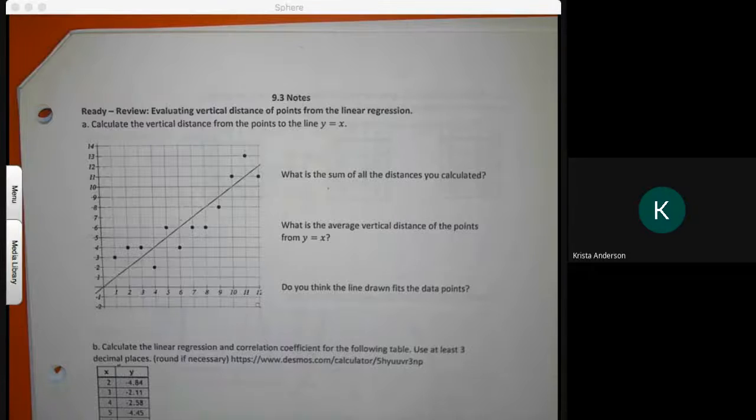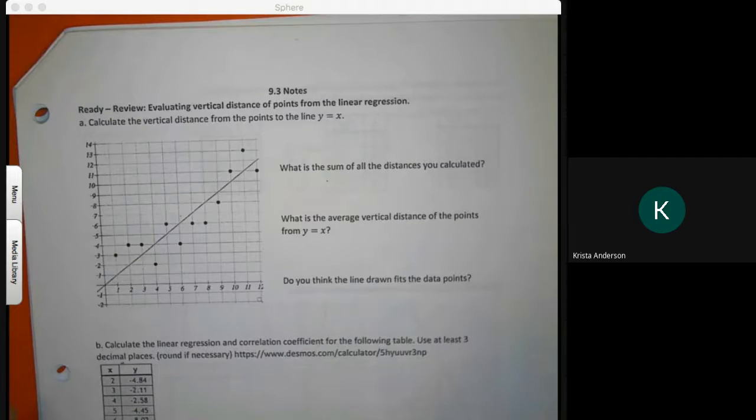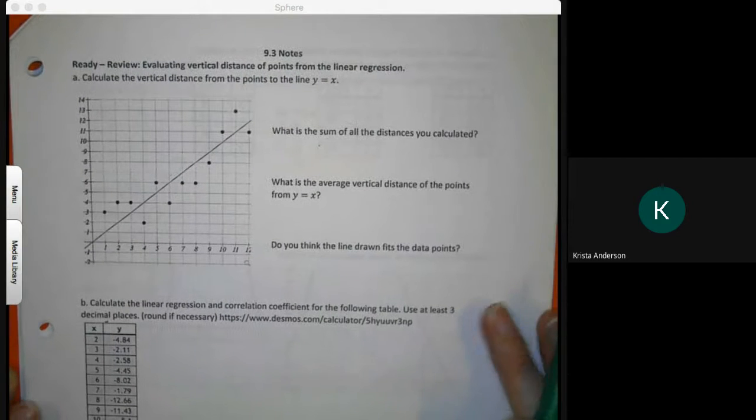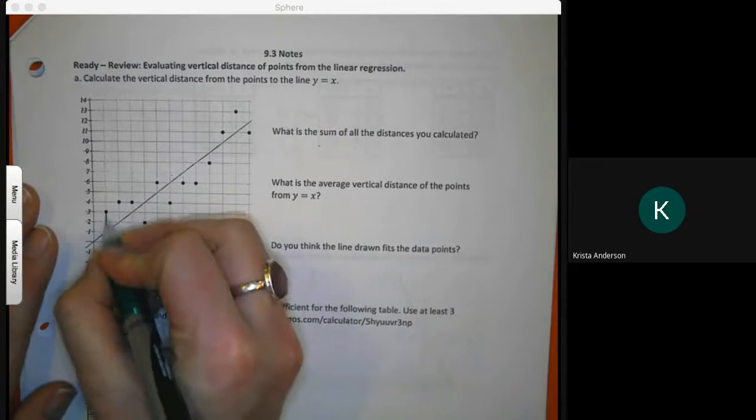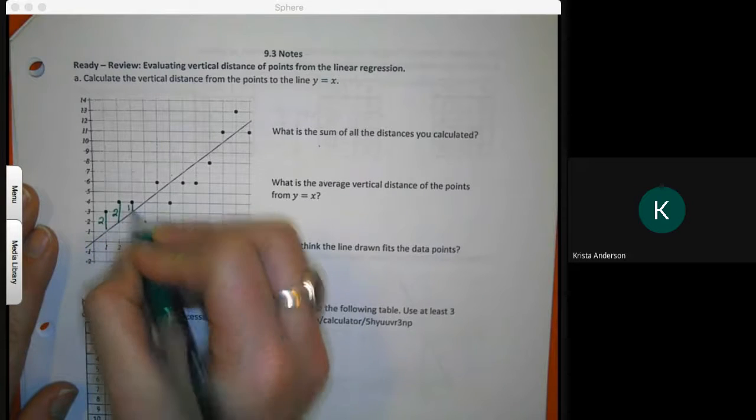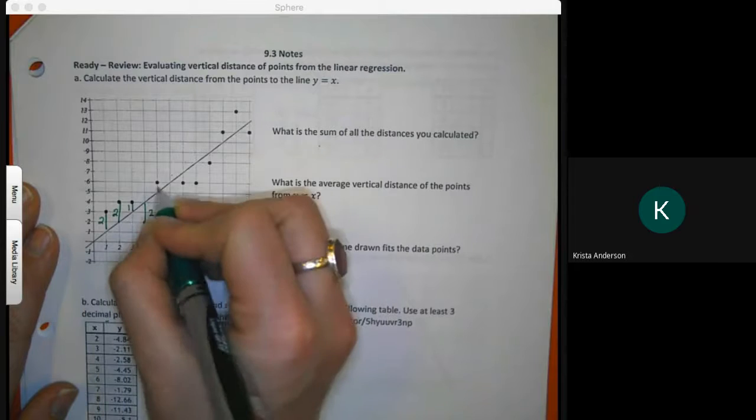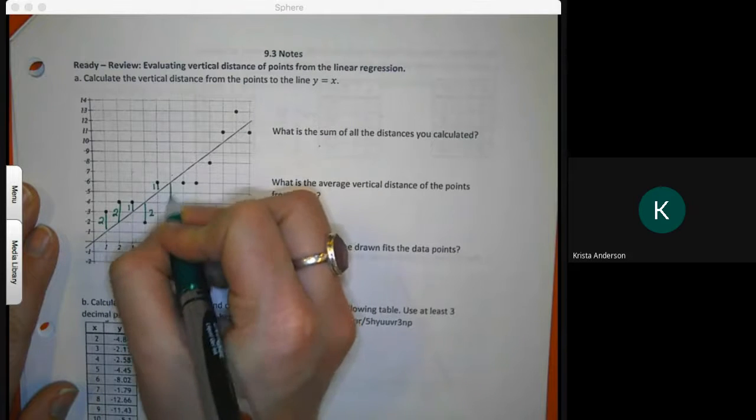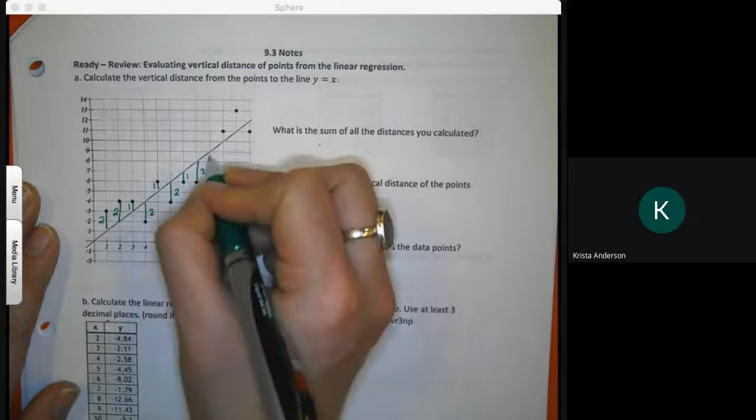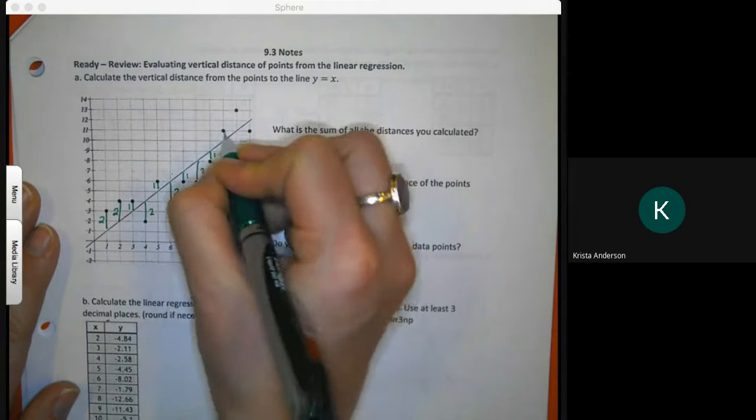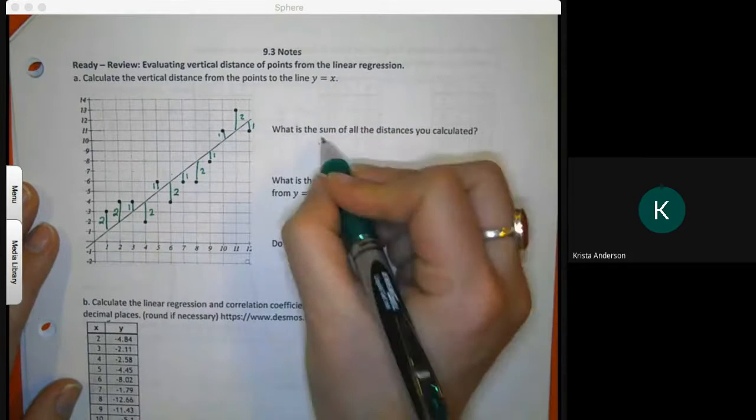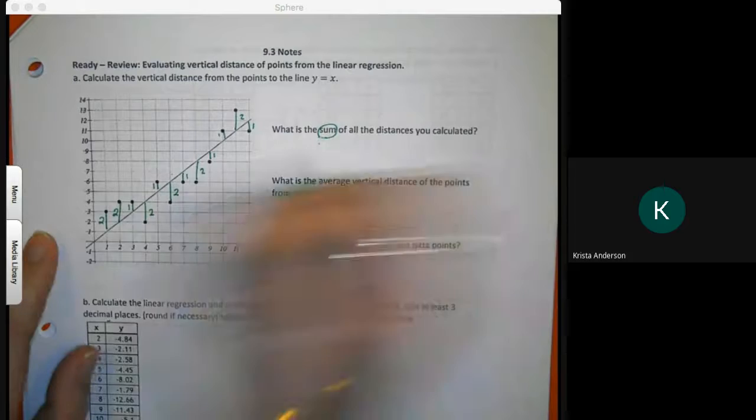2.3, I'll just go over quickly. Hopefully this first one looks familiar. I'm going to find the distance, the vertical distance. This one is 2, 2, 1, 2, 1, 2, 1, 2, 1, 1, 2, 1. Find the sum. I add all of these values up.